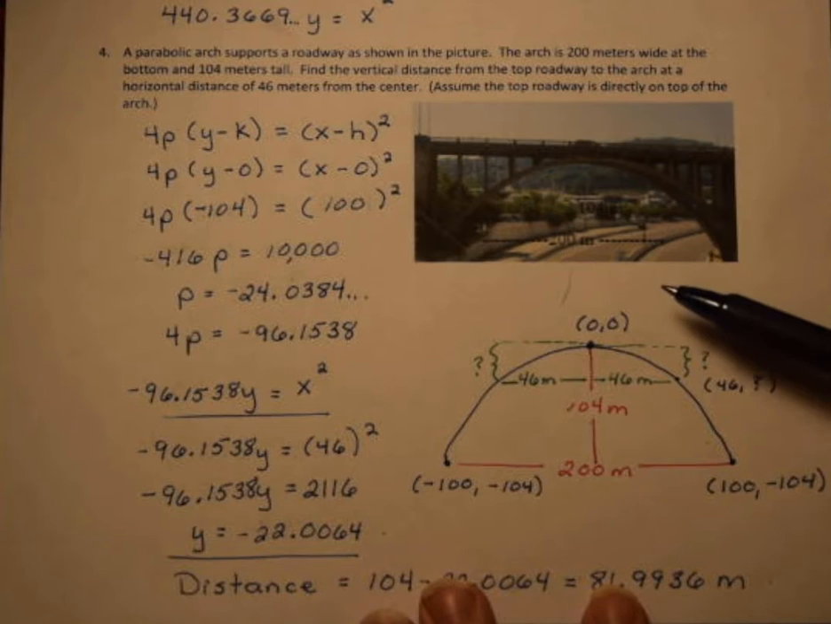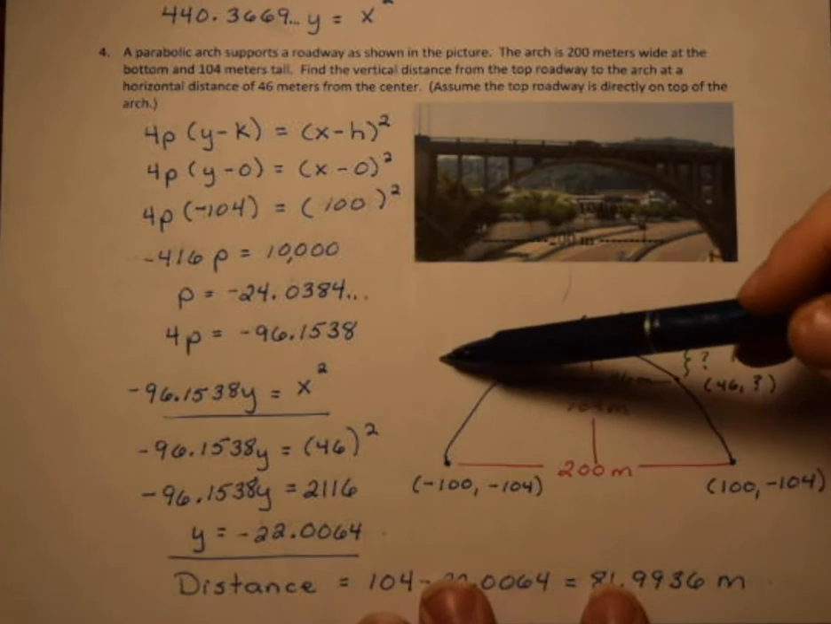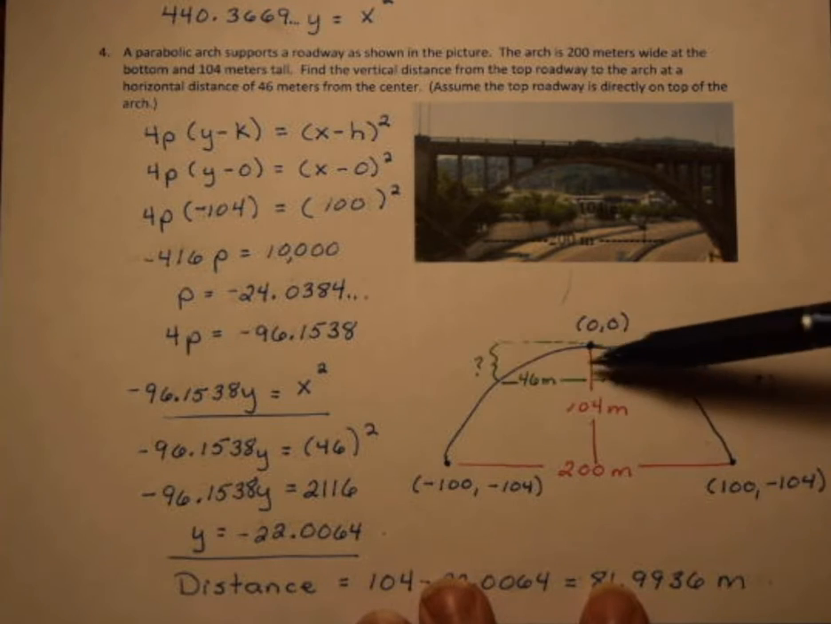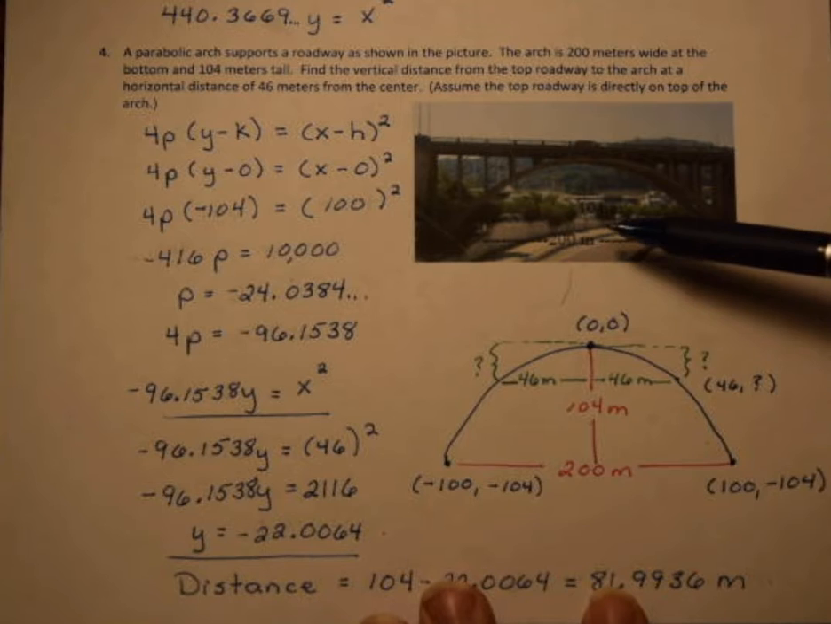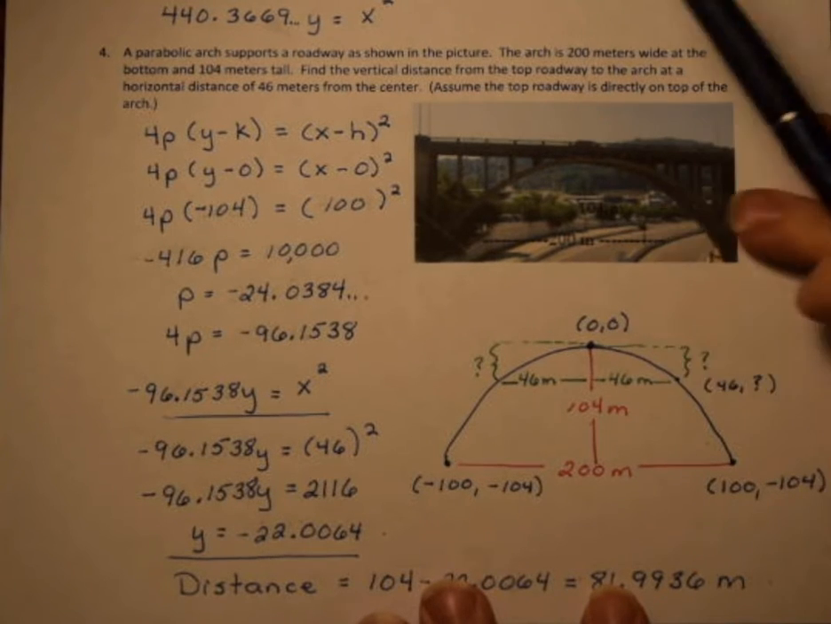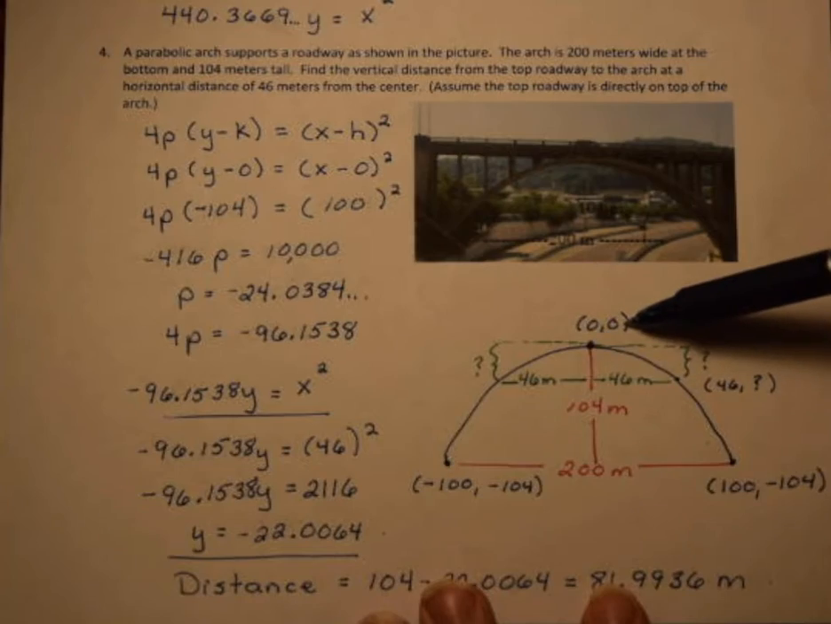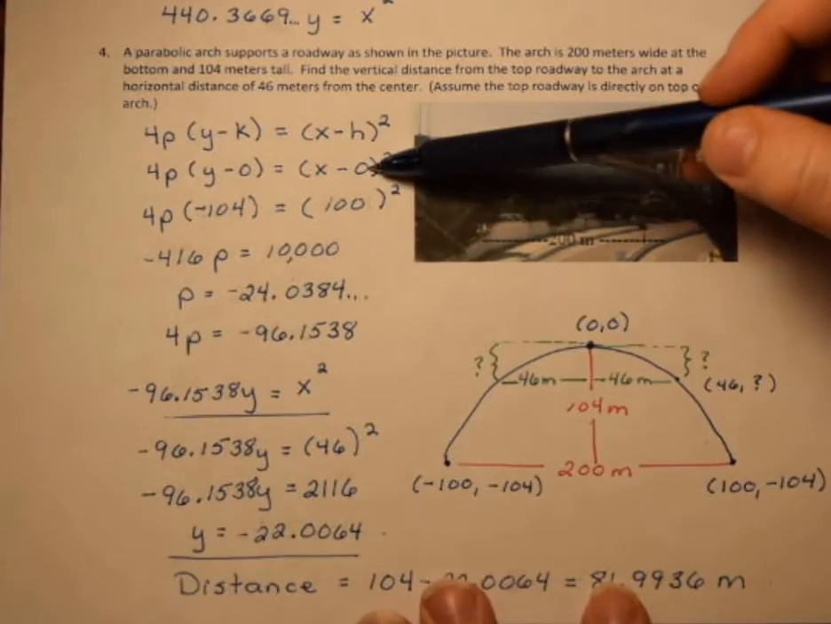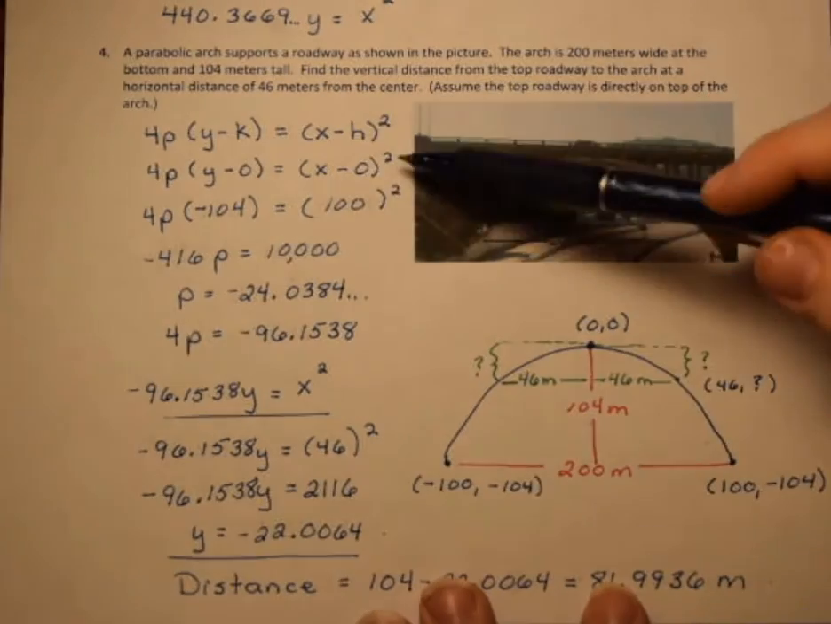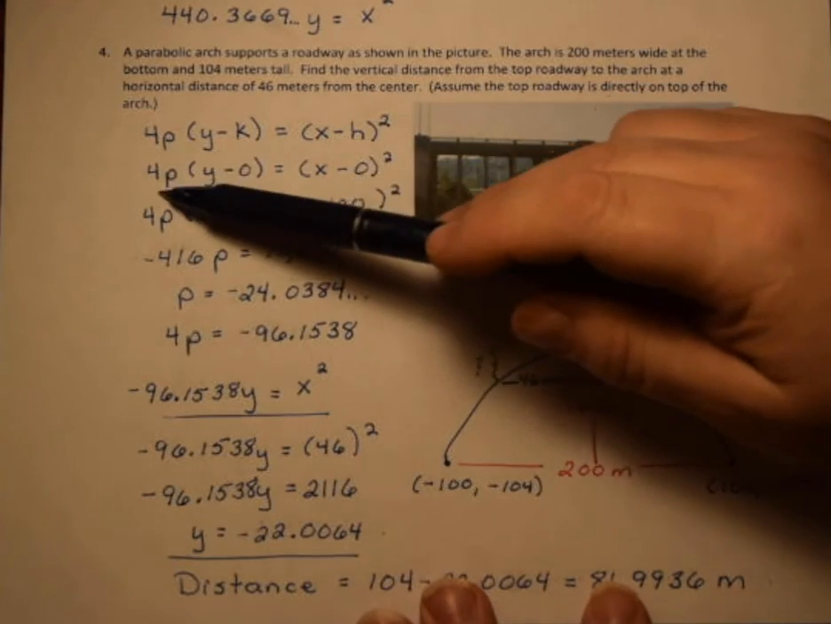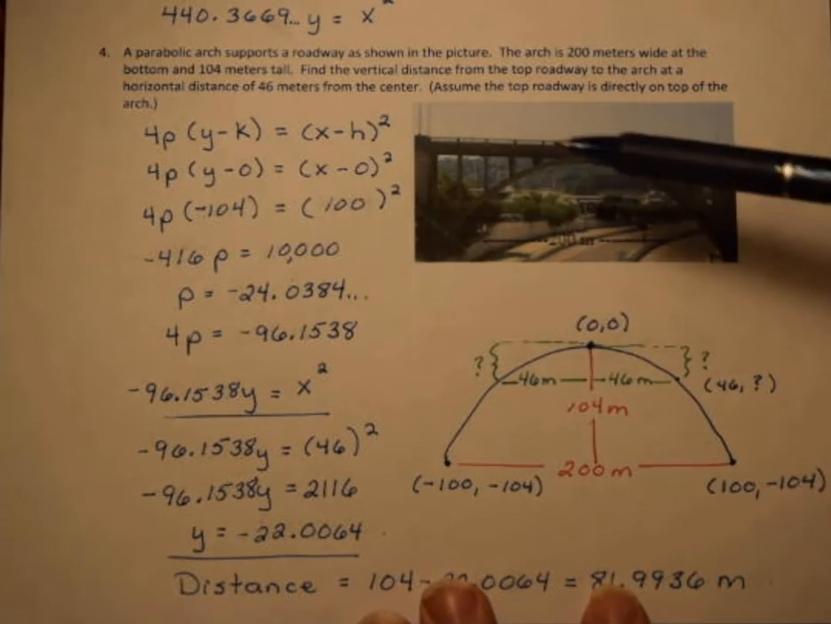So we're going to use this form. We could let our x and y axis be anywhere. Well, I chose to let the roadway be the x-axis and then the y-axis go right down the middle. And so our vertex would be the point 0, 0. So plug 0 in for h, 0 in for k, and then we need to find some other point so we can figure out what p is.